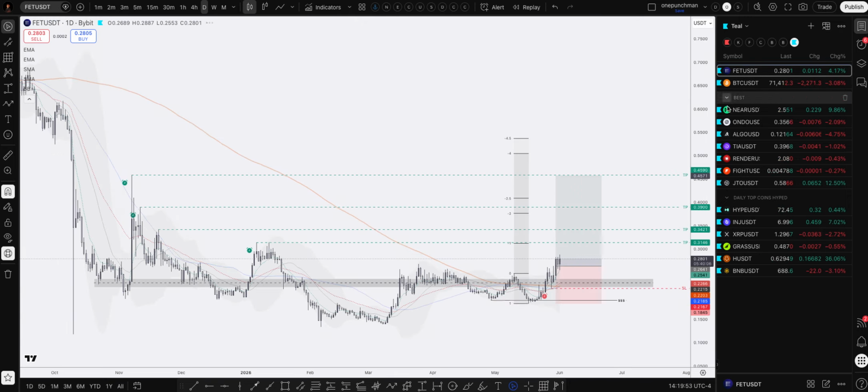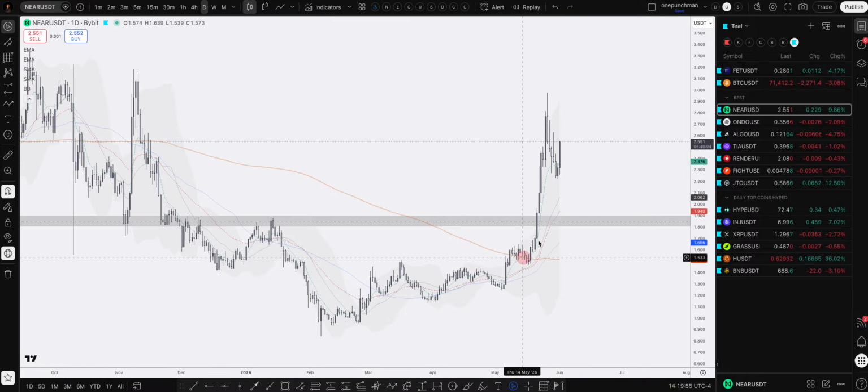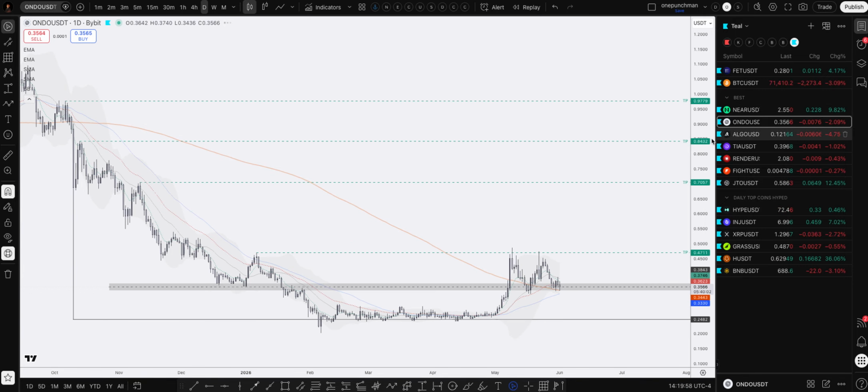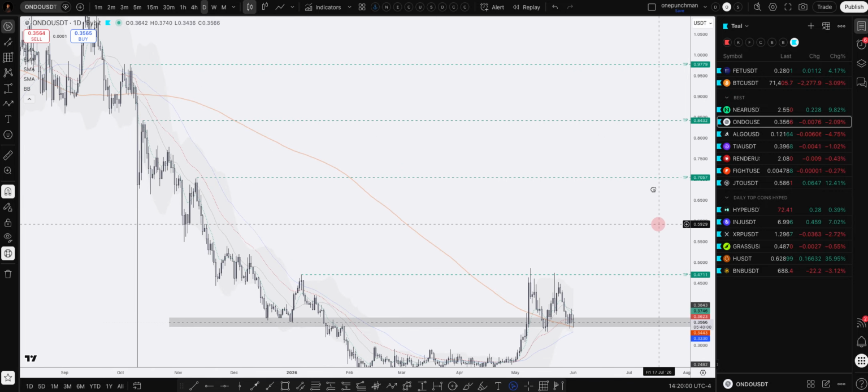So, yeah, anyways, I'm in FET right now. I was watching Near. I mean, Near is just exploding. Ondo was another big coin that I was holding, but TP was taken.